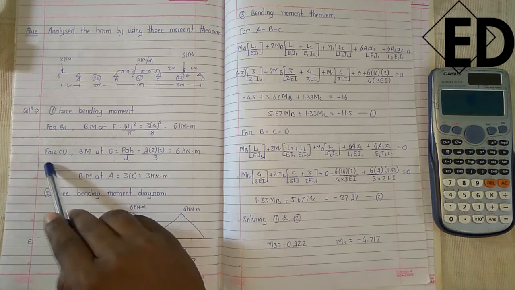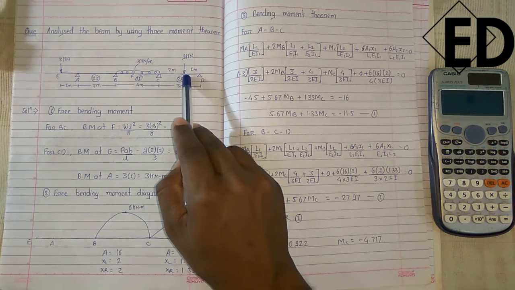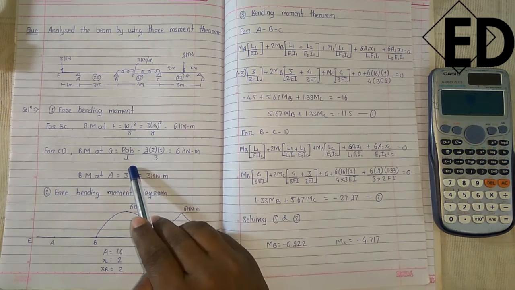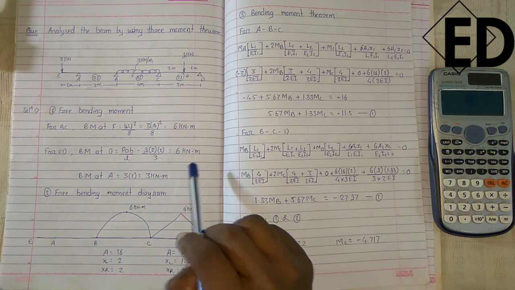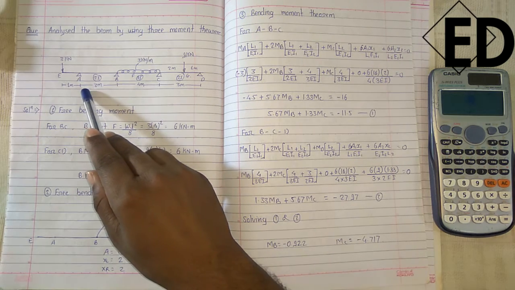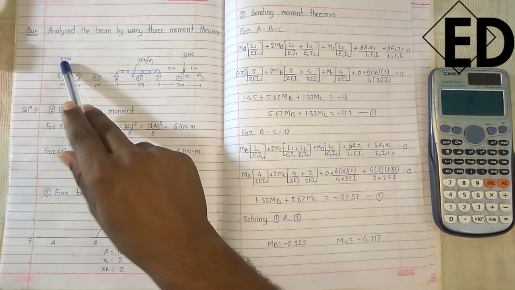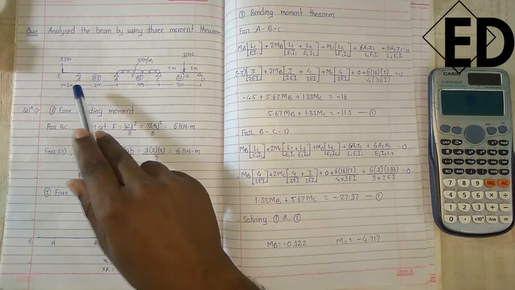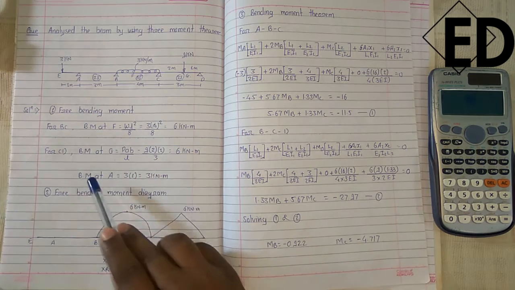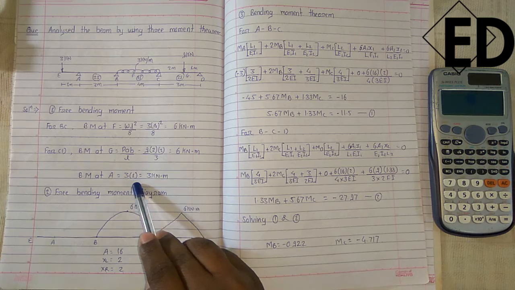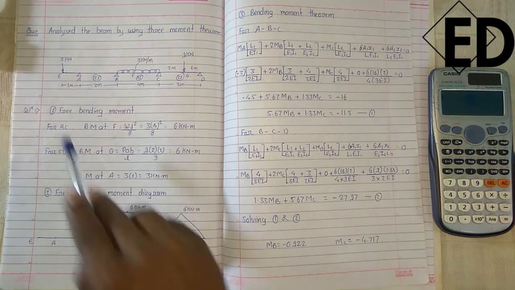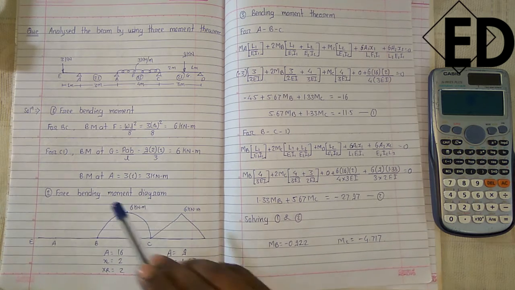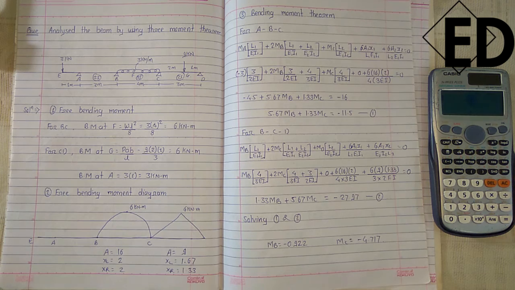meter. For span CD, here is a point load and the bending moment at G, means at the point load, is PAB by L. By putting all the values, we get 6 kilonewton meter. Here at the point A, the 3 kilonewton load is acting at point E, so it creates a moment about A. That's why the bending moment at A equals 3 into span length, which is 3 kilonewton meter. The second step was drawing the free bending moment diagram.